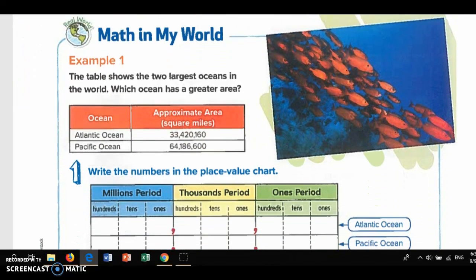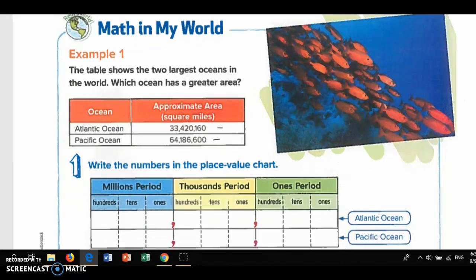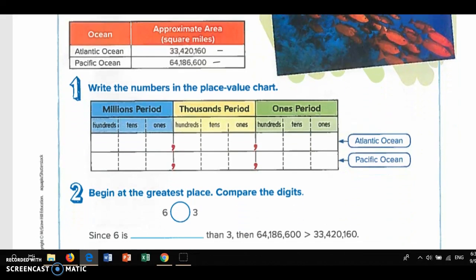Let's have a look at example 1. In example 1, we have the Atlantic Ocean. The approximate area is 33,420,160. The Pacific Ocean is 64,186,600. Now, let's put that on a place value chart.